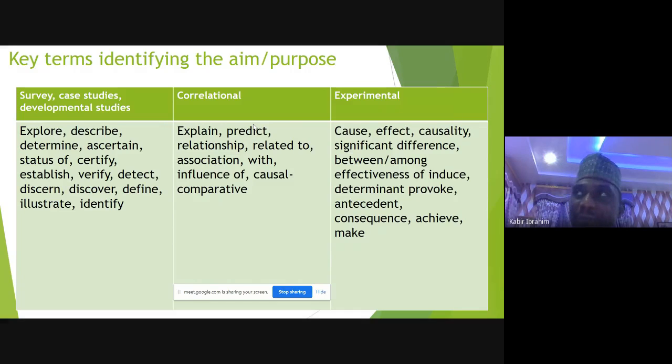For example, the topic is the students' knowledge and perceptions about environmental education in Nigeria. That is the topic. So now, what is your main aim? What is your target? The main aim or purpose of the study is to investigate students' knowledge, attitude, and perception about environmental education in Nigeria.